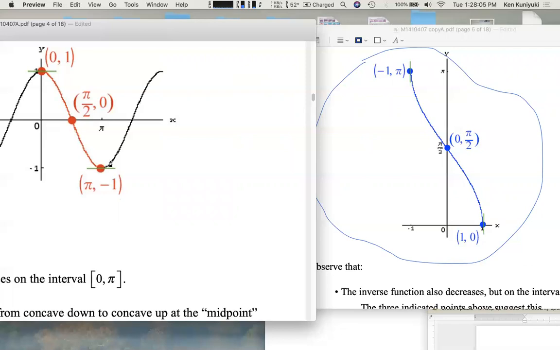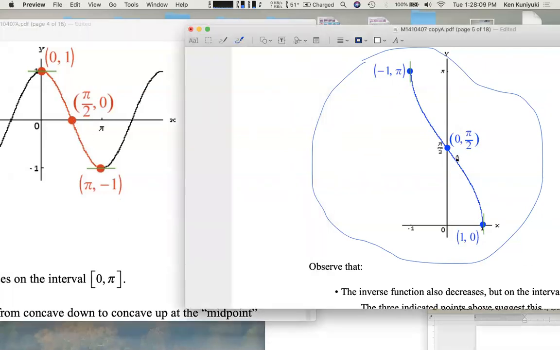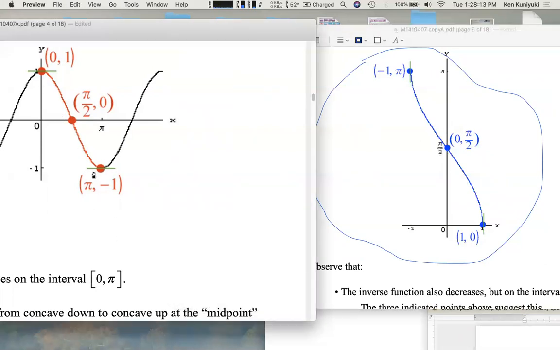Now this graph is symmetric about this x-intercept, so this graph is symmetric about its y-intercept. Bear in mind, this restricted cosine function is not even because we're not allowed to go to the left of the y-axis.